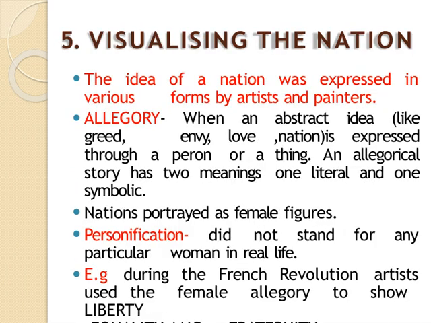Let's explore how artists and painters visualized the idea of a nation. One of the key concepts they used was allegory. This is when an abstract idea, like greed, envy, love, or even the nation itself, is represented through a person or an object. It's interesting because an allegorical story often has two layers of meaning, one literal and one symbolic. For example, nations were frequently portrayed as female figures.